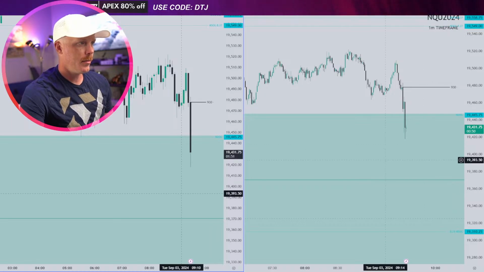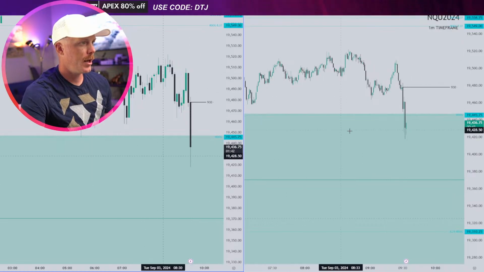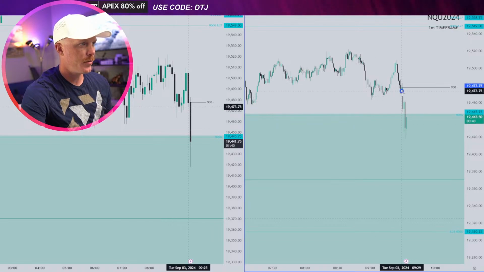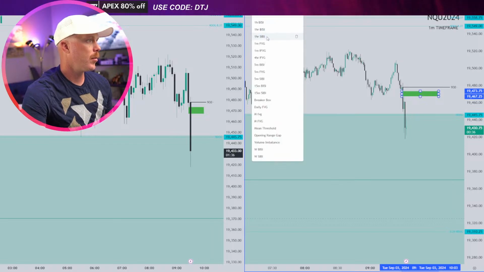We're going to be talking about how to view fair value gaps, how to use fair value gaps, okay? And we have our first one in price from the opening. I like that. We're going to mark that on our charts here.